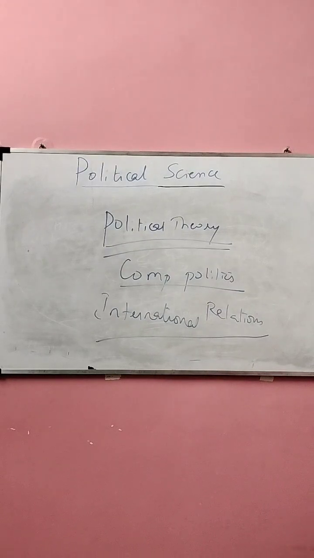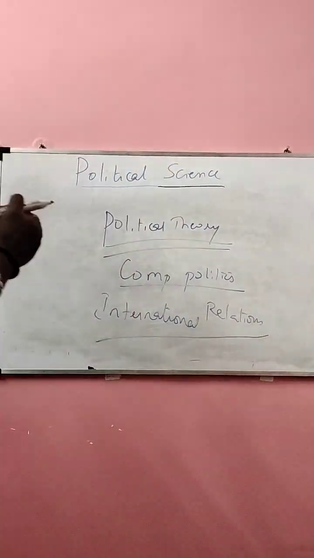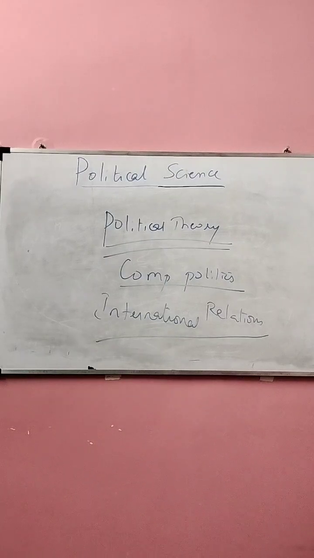Within political theory, there are six important key concepts. You have to master the six key concepts first. This will help you master political theory, which in turn will help you master the subject political science.